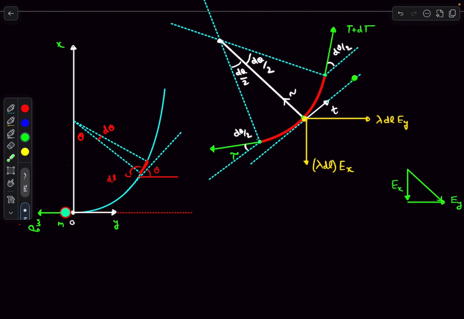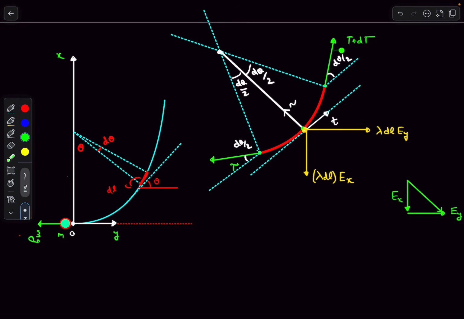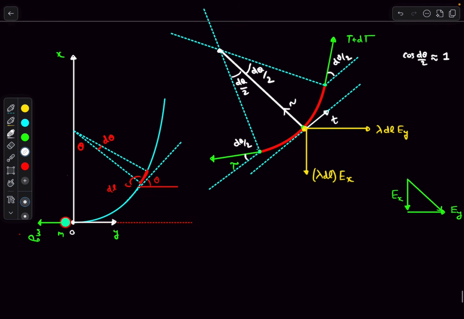Okay, so now we're going to study the net force in the tangential direction. So let's try to write it down. Because of this T plus dT, there will be a T plus dT cos of d theta by 2, right? Cos of an infinitesimally small angle is to be taken as 1.